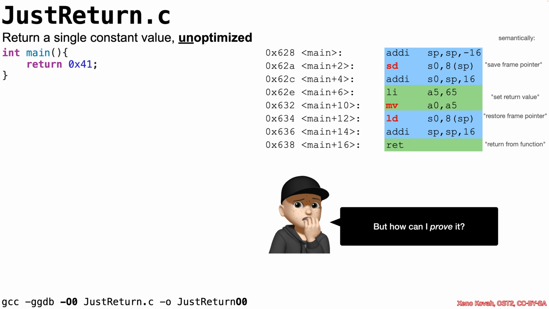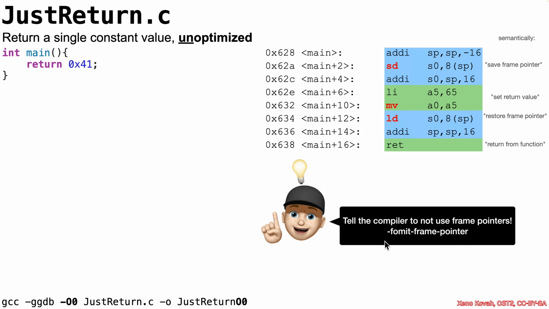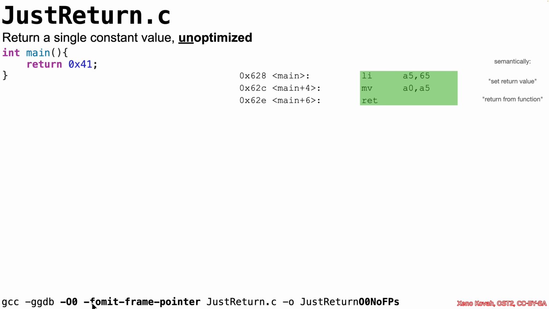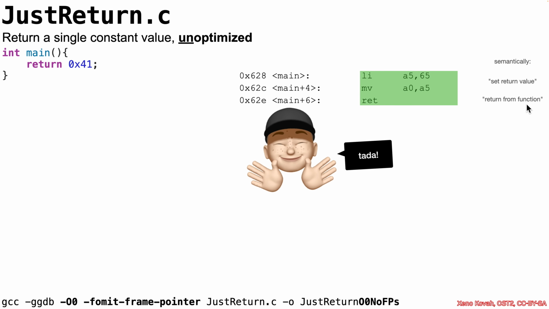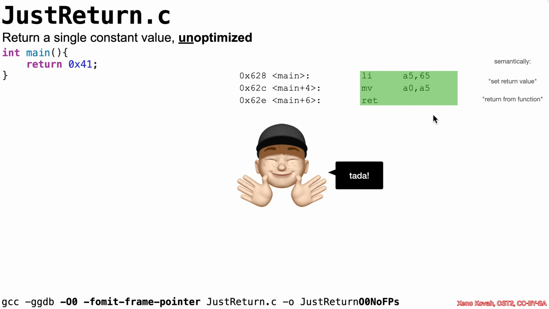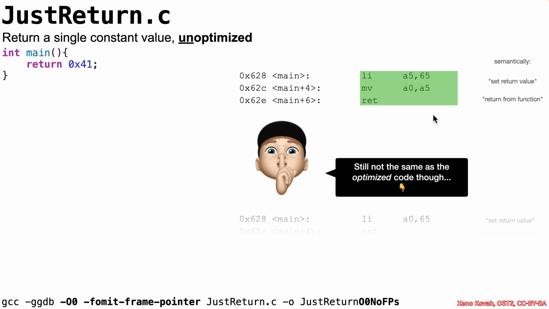But how can I prove it? Well, I could tell the compiler to not include frame pointers by using the -fomit-frame-pointer argument to compilation. If I do that, then I have -fomit-frame-pointer down here, and that yields the following code, which is exactly what I said. We've got the set return value and the return from function. Ta-da! But also keep in mind, this is still not actually the same as the optimized code. The optimized didn't have this dumb little monkey business of moving 65 to A5 and then A5 to A0. It just moved 65 to A0 because that's what optimized code does.